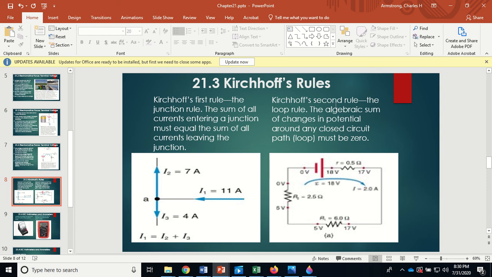The other one, Kirchhoff's second rule, the loop rule: the algebraic sum of the changes of potential around any closed circuit path, or loop, must be 0.